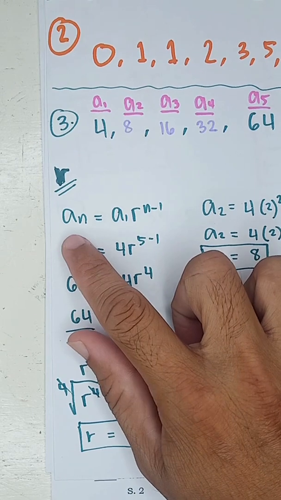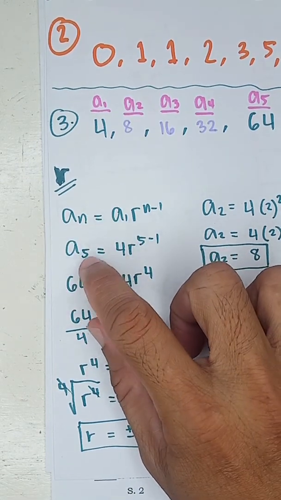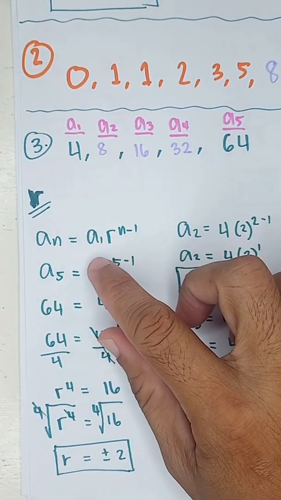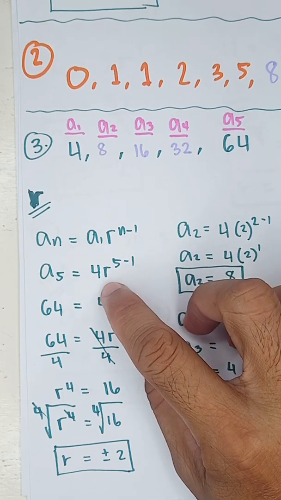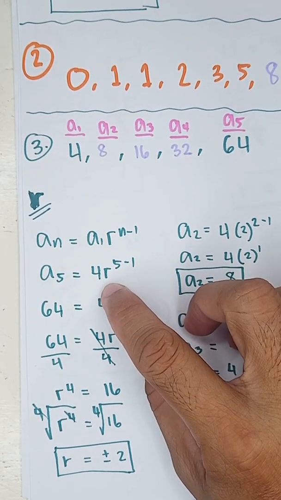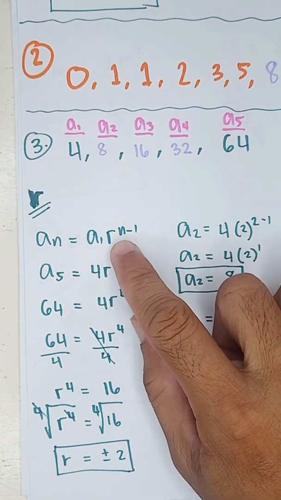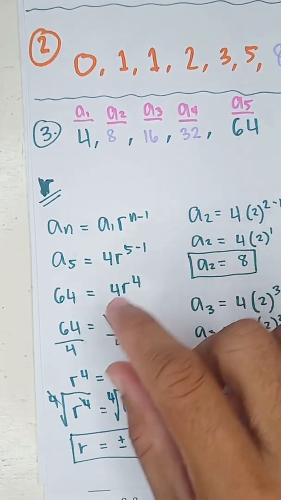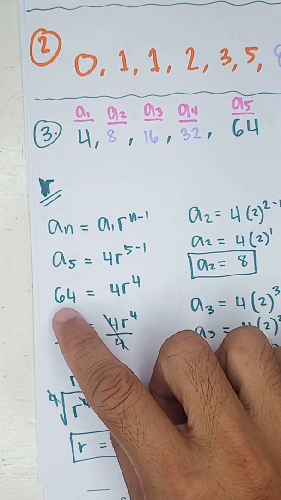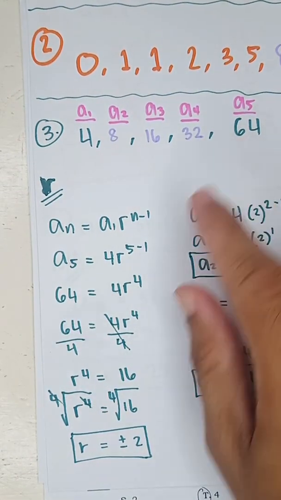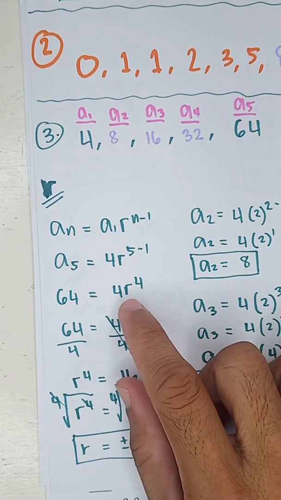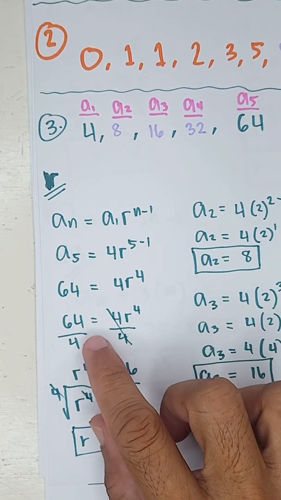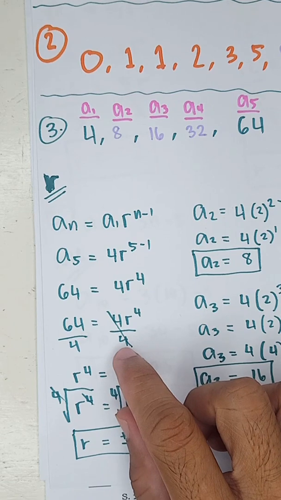So a sub 5, ayan. So we will use the formula. So a sub 5, instead of n, you write 5 is equal to 4, kasi yun yung a sub 1, yung first term. And then write r, since that's the missing variable or value. And then yung n sa taas, magiging 5 na, since yung fifth term yung ginamit natin, minus 1. So next line of answer is 64, kasi yun yung a sub 5 is equal to 4 times yung r raised to 4, kasi 5 minus 1. Okay, so that's 64 is equal to 4 r raised to 4.